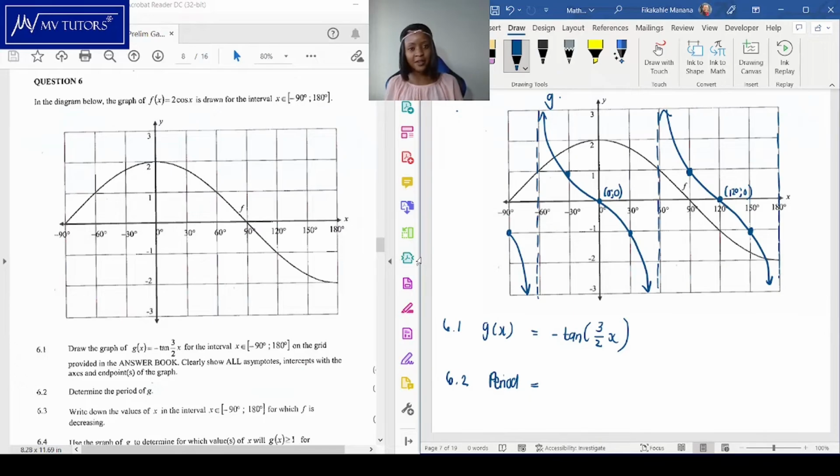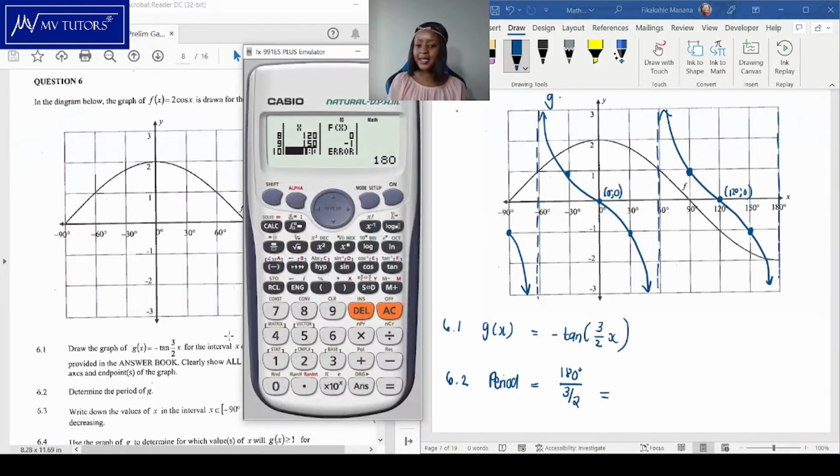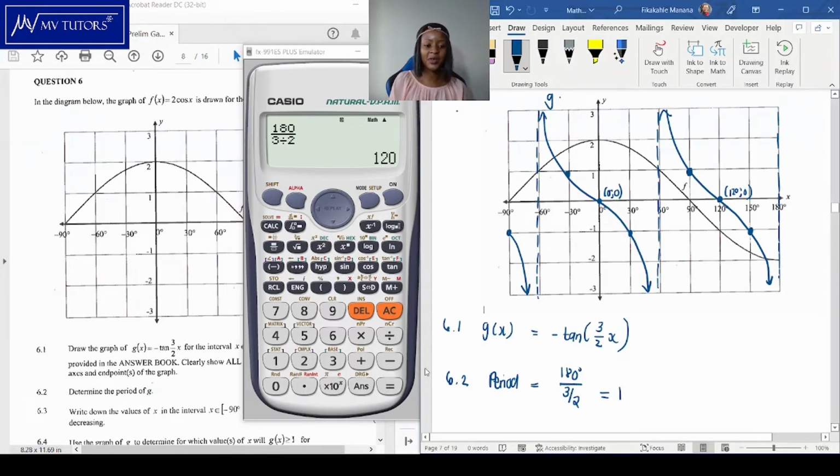For the sine graph and the cos graph we have 360. So for the tan graph we have 180. That is the normal period. So you take 180 and divide it by the coefficient of x. In this case, the coefficient of x is 3/2. So we're going to run back to our calculators, go to the first mode, and say 180 divided by 3 divided by 2, and we get 120.